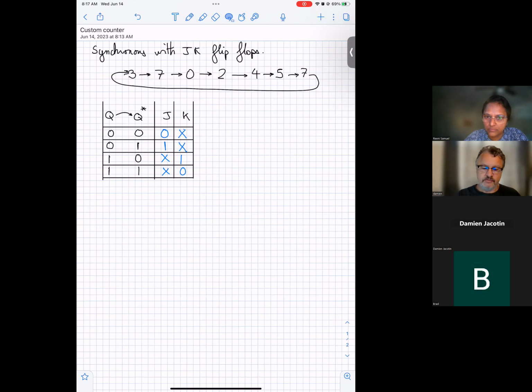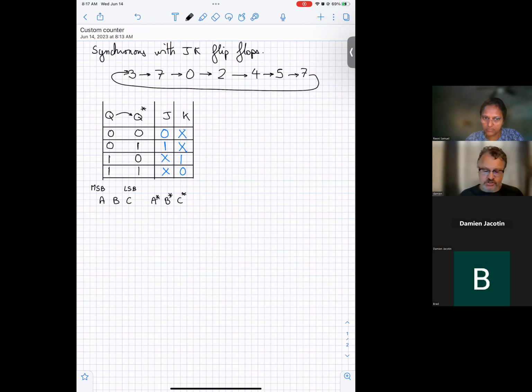So we're going to have 3 flip-flops: flip-flop A, flip-flop B, flip-flop C. A is going to be my most significant bit. C is going to be my least significant bit. Then I'm going to have my next output of flip-flop A, my next output of flip-flop B, and my next output of flip-flop C.